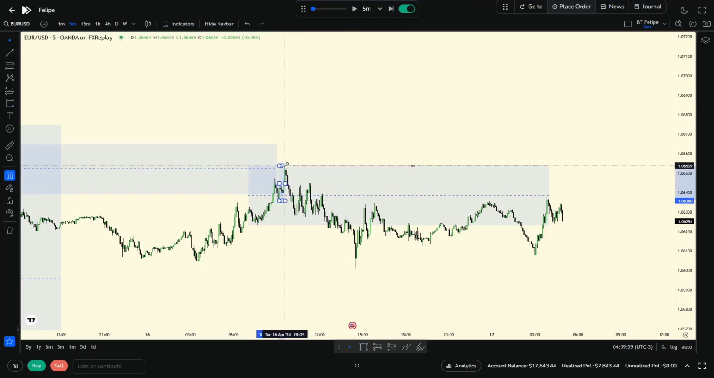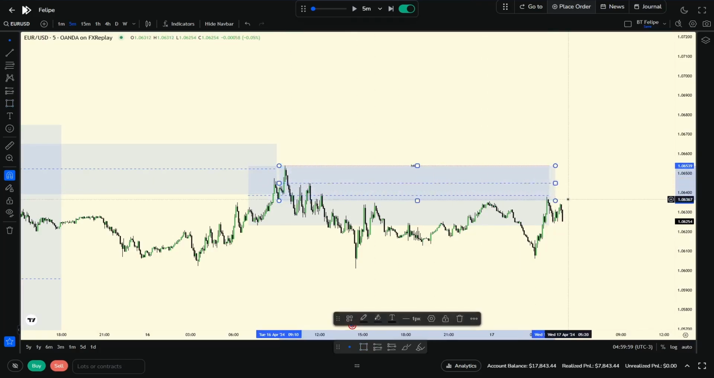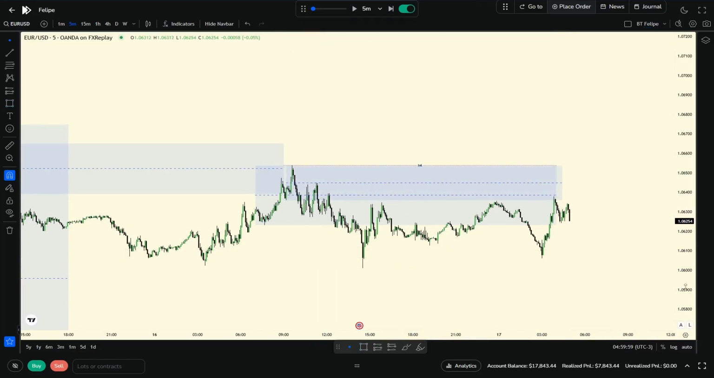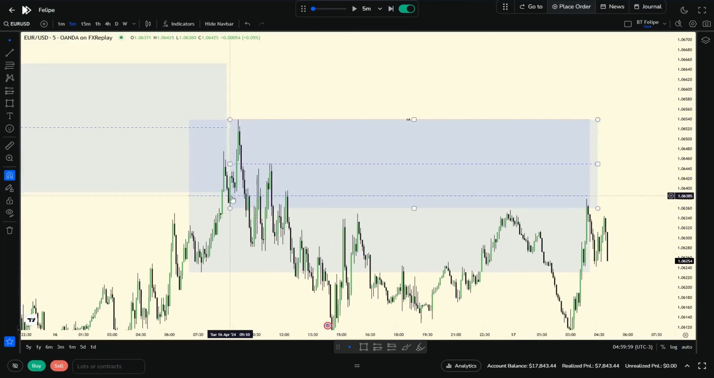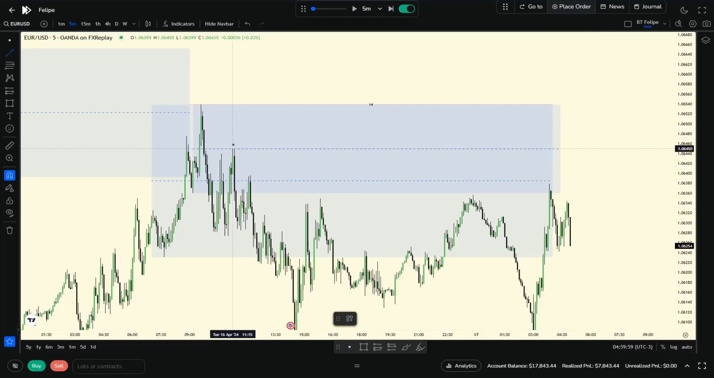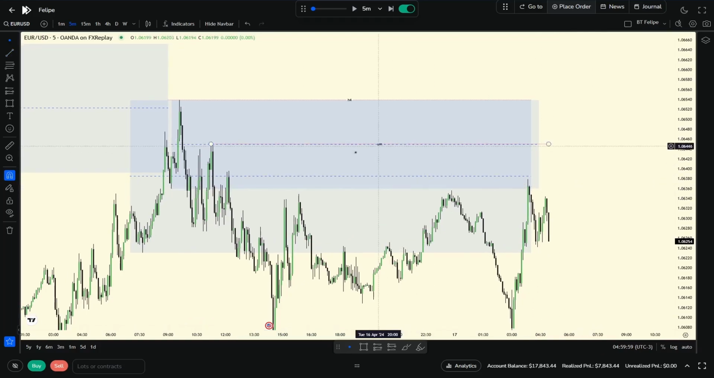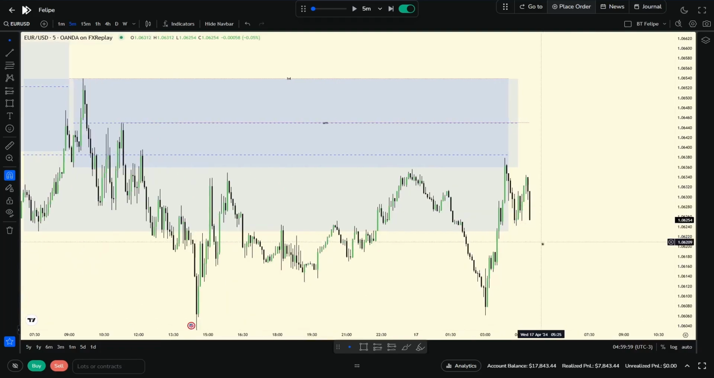There's also this extreme. This one seems to be mitigated because we broke and then we came to the 50% and broke again. Maybe price is going to stop at this 50% instead. So let's see. I'll mark this as the last liquidity of this leg as well.